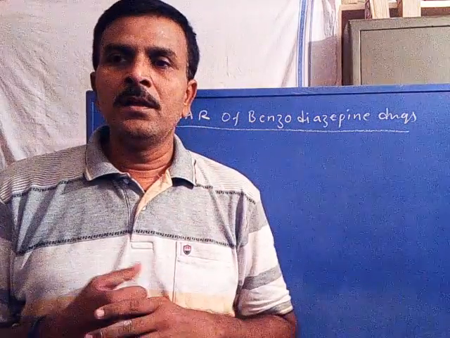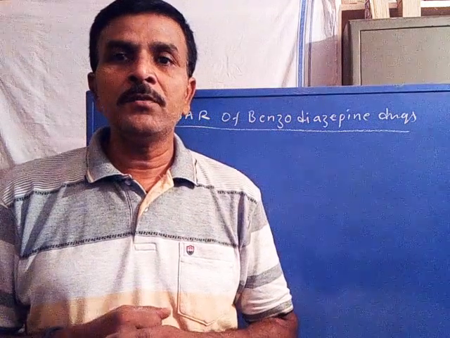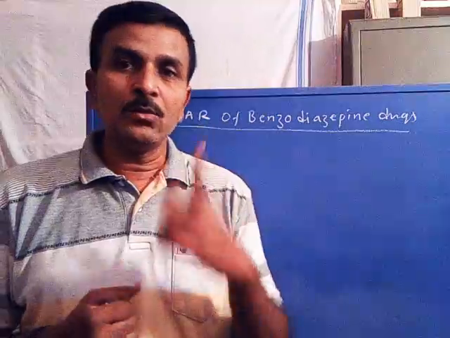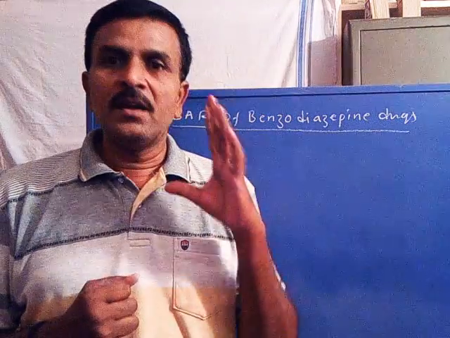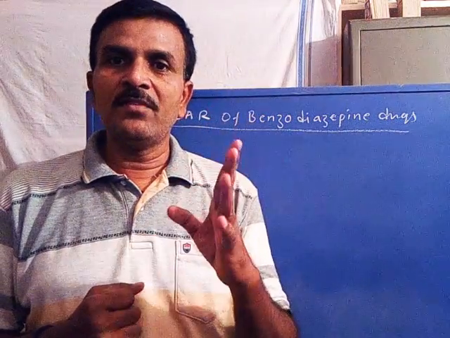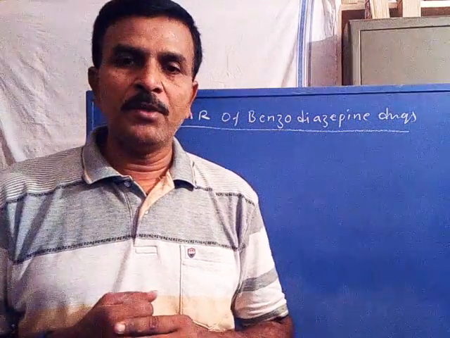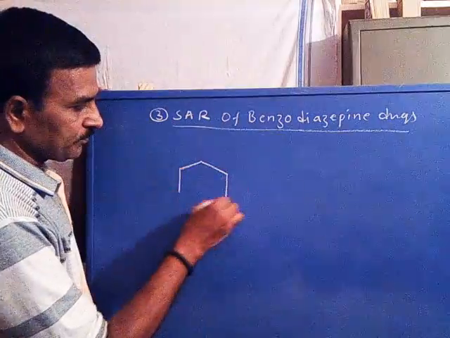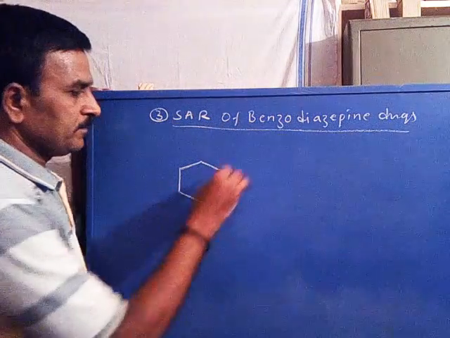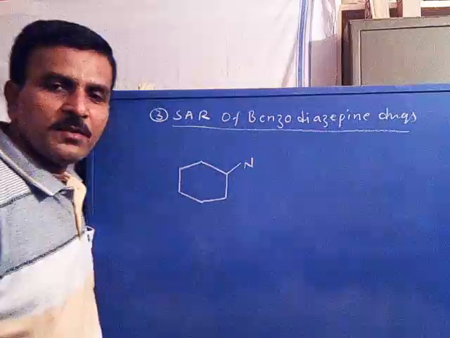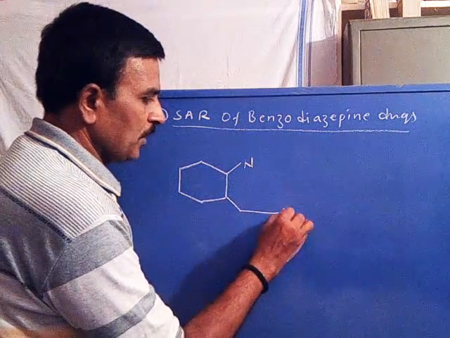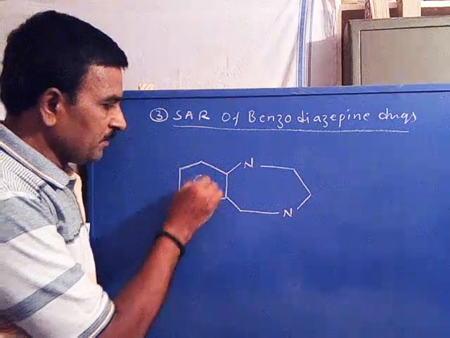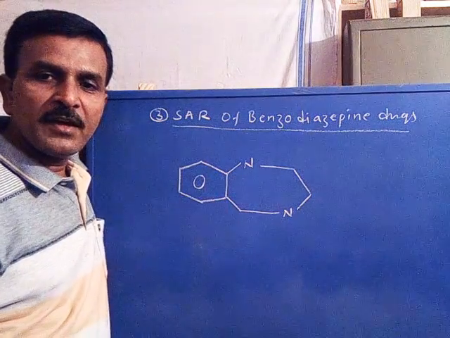So this is the drug consisting of a benzene ring fused with a 7-membered ring, where the 7-membered ring contains 2 nitrogens. Therefore, 2 nitrogens, diaza, 7-membered ring, epine: benzodiazepine. Its structure. So this is the benzene ring. This is nitrogen. One more nitrogen. Now a benzene ring fused with a 7-membered ring, diazepine.